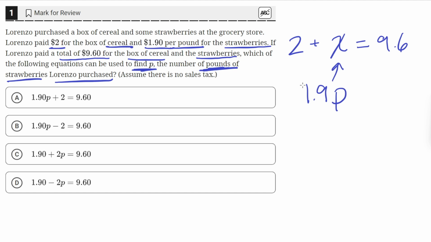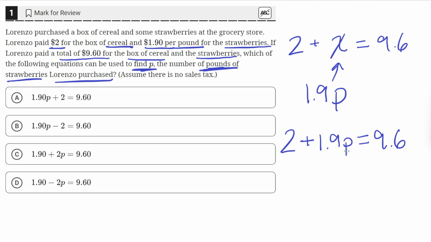So if we plug this into our original equation, we'll have $2 plus 1.9p. So this is the cost of this box of cereal, and this is the cost of p pounds of strawberries, should equal the total cost, which is $9.6. So this is an equation that represents Lorenzo's situation.